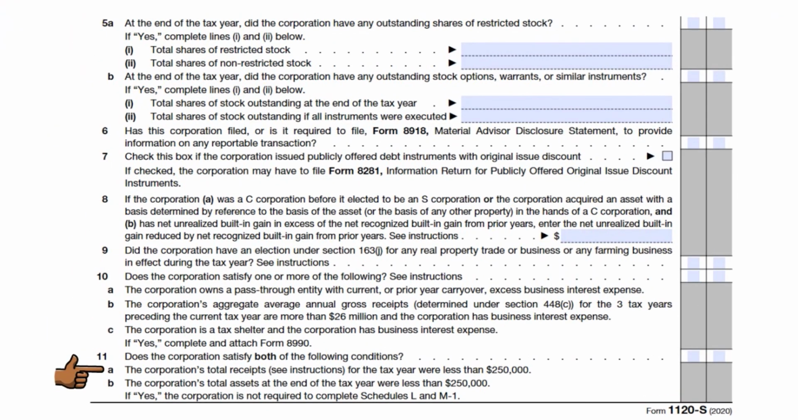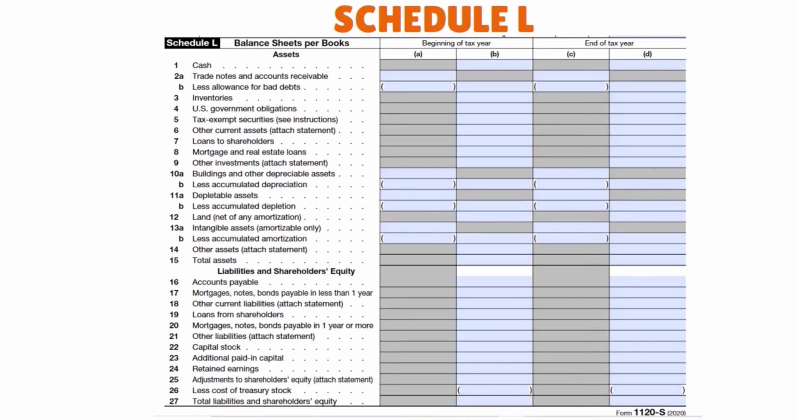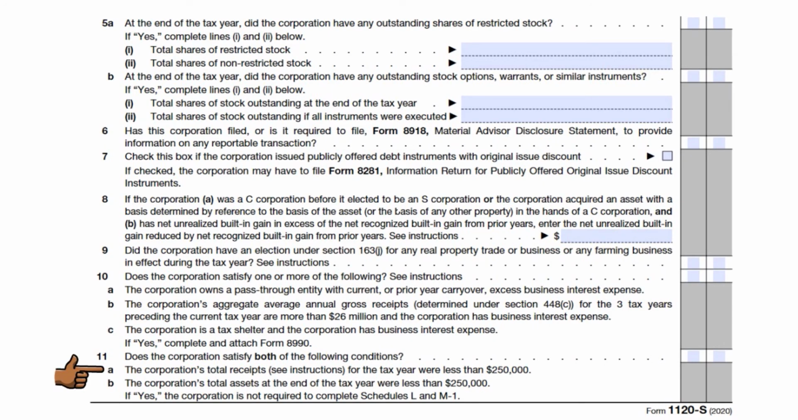If you answered no to questions 11A and 11B on Schedule B, you'll need to complete Schedule L, which is a balance sheet. Again, this information should be easily accessible from your accounting software. And what are questions 11A and 11B? Let's go back to Schedule B to look at that.